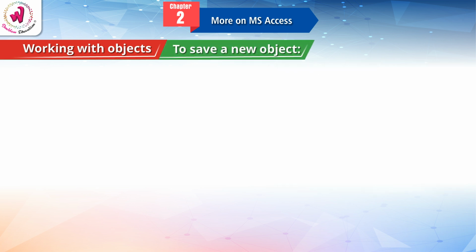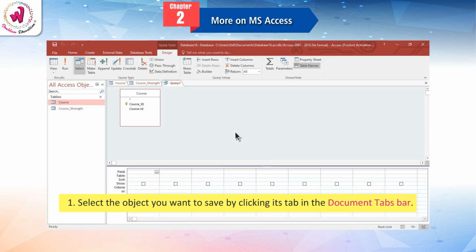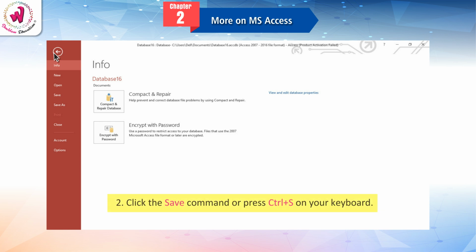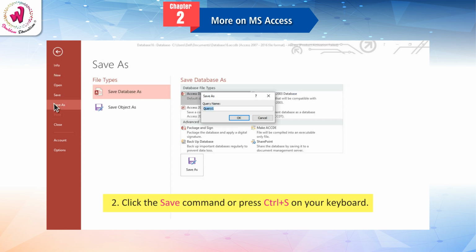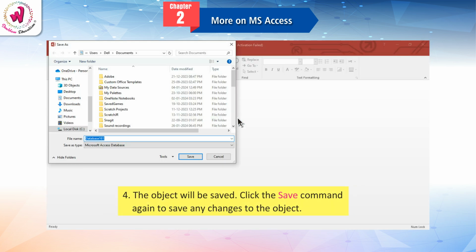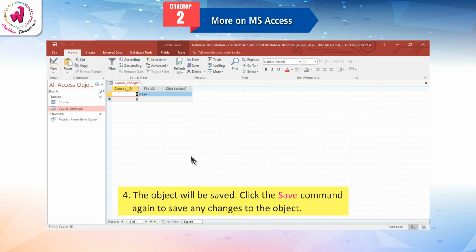To save a new object. 1. Select the object you want to save by clicking its tab in the Document tabs bar. 2. Click the Save command or press Ctrl+S on your keyboard. 3. The first time you save an object, you will be prompted to name it. Enter the desired query name, then click OK. 4. The object will be saved. Click the Save command again to save any changes to the object.